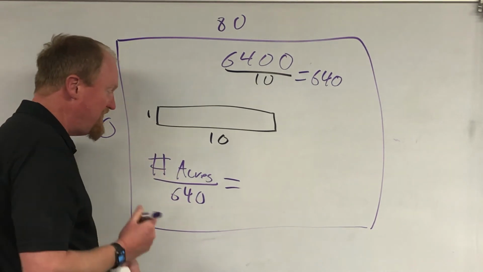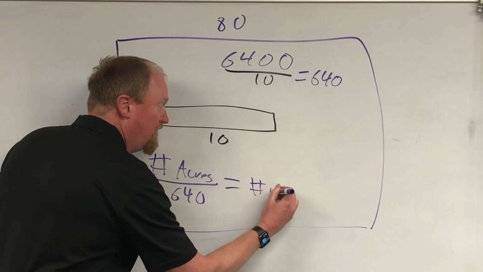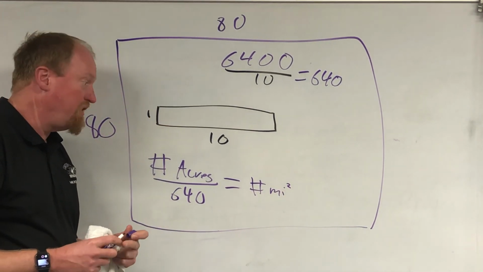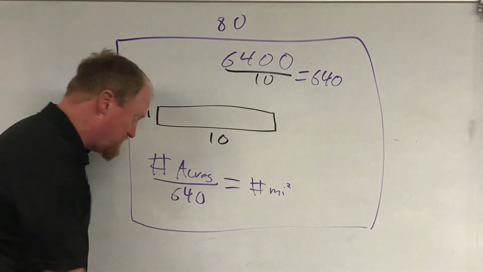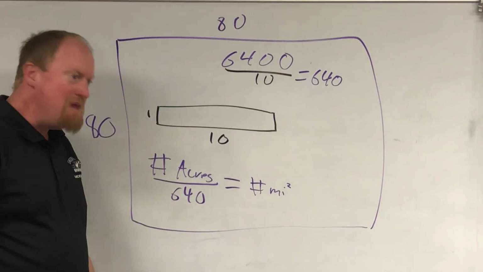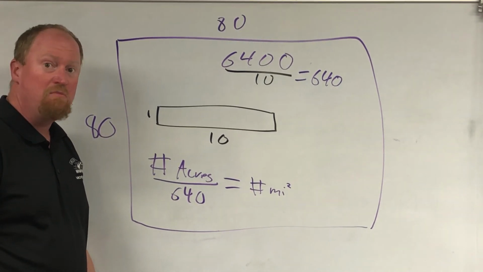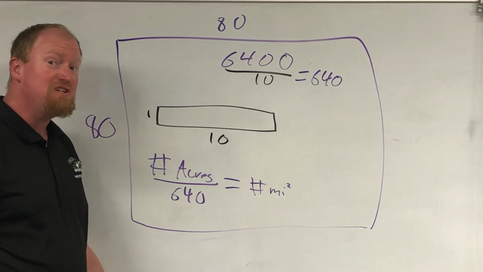So the number of acres divided by 640 equals the number of miles squared. And to go the other way, if you got the number of square miles, simply multiply it by 640 to get the number of acres. Or maybe, just maybe, you might want to think about giving the metric system a try.